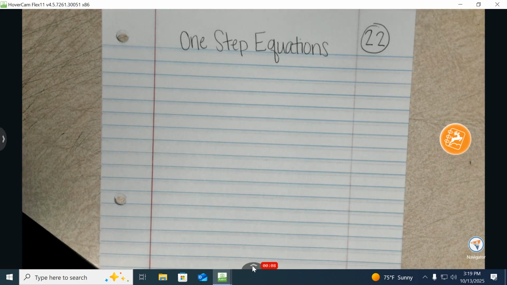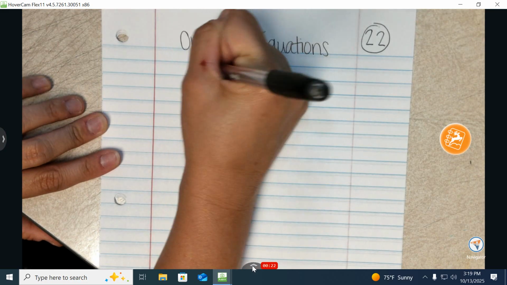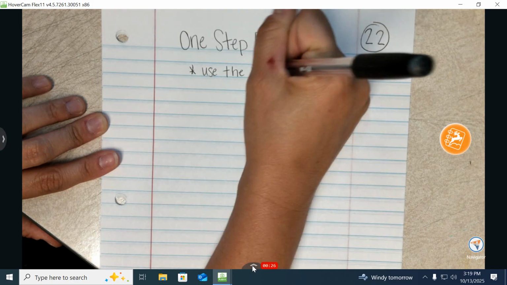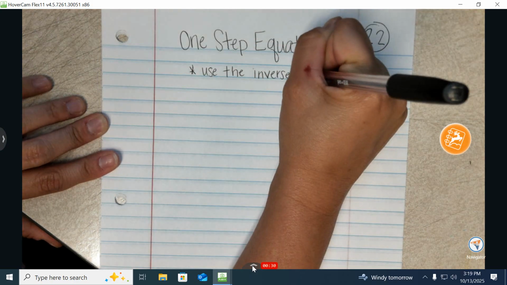Today we are going to be starting topic 22. This is one-step equations. Anytime you're doing one-step equations or any equations, you're always going to use the inverse operation.